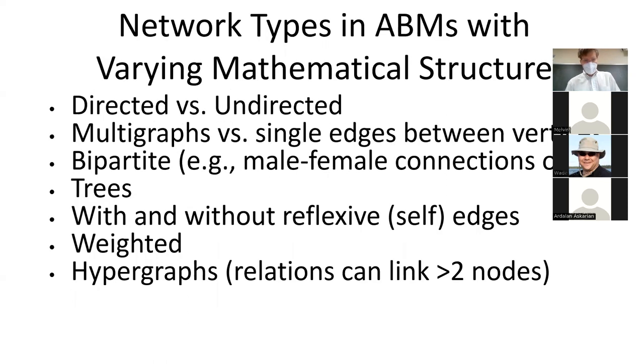So there are different ways of expressing network graphs. And in fact, there's a whole family of different common graph structures: directed versus undirected graphs, we've seen that; multigraphs versus only single edges being allowed between vertices. There's something called bipartite networks. Does anyone know what that is? Bipartite network?